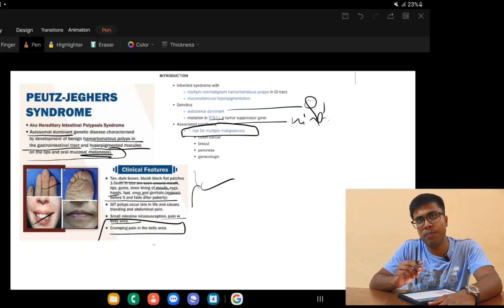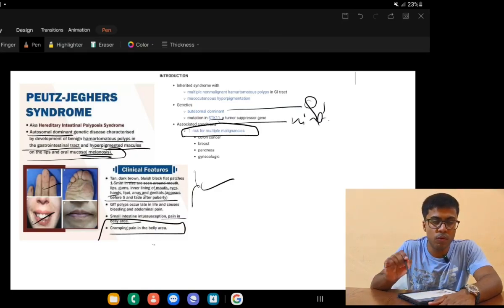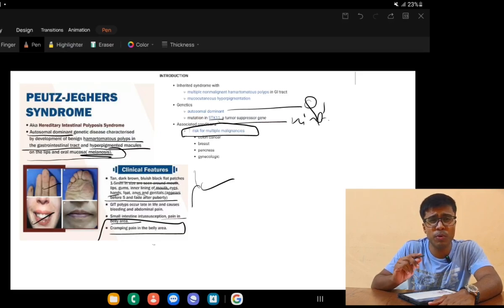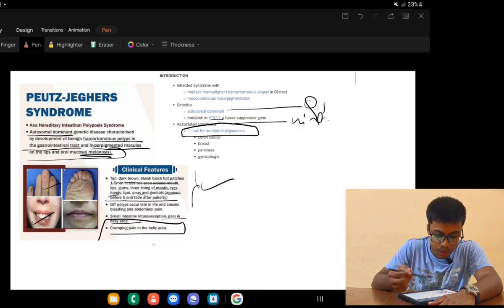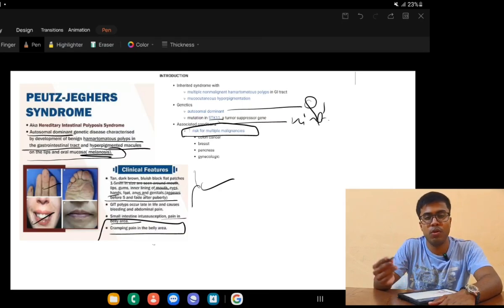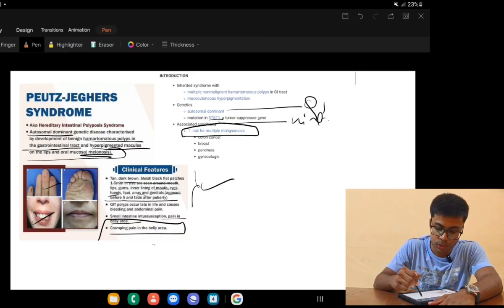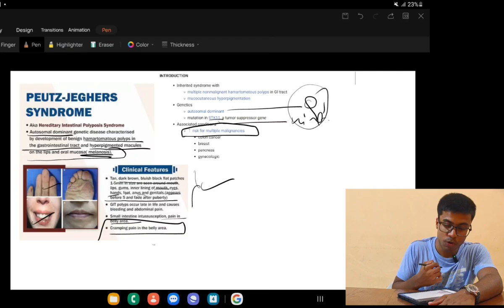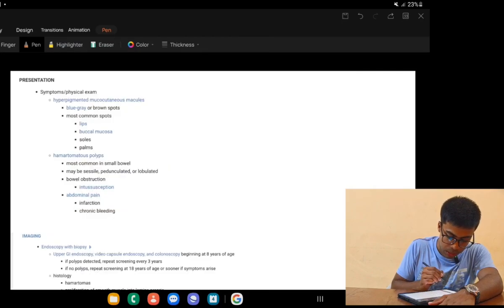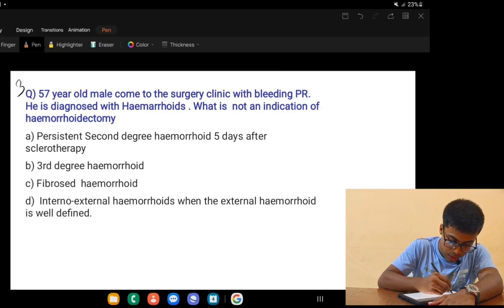This time in the exam in January there was a straightforward question: neurofibromatosis 1, which kind of inheritance? So they can ask this time maybe Peutz-Jeghers syndrome, which kind of inheritance? So that's why this is the main question for you. Okay, so this is the presentation I have discussed. Now 38, I guess, the 38th question.